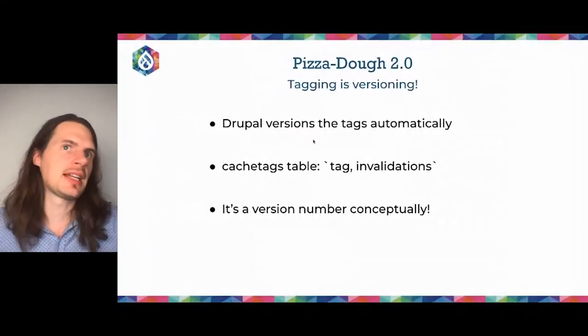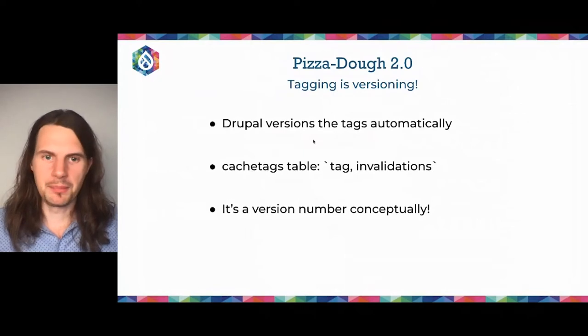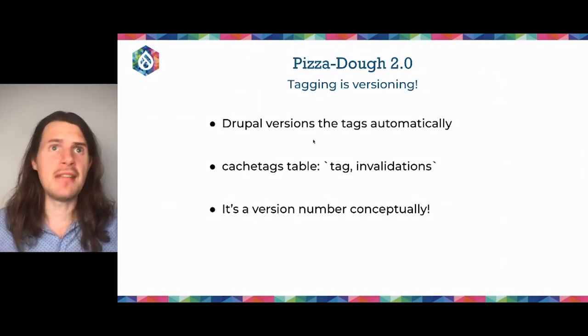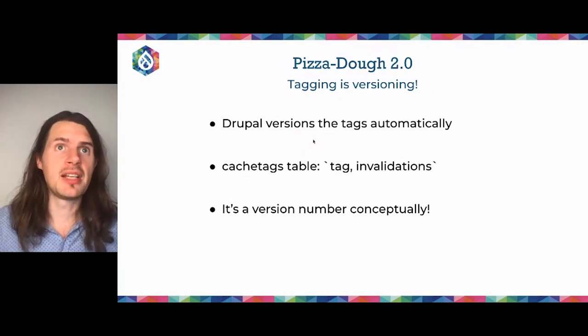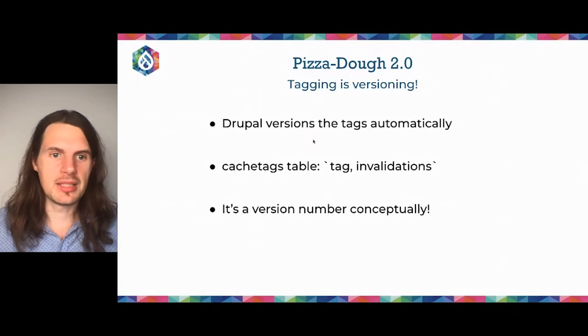Really think of it like a version number, because that's what it is. Tagging is versioning. You're versioning your things. And the version is how often it has been invalidated. Whenever you save an entity, whenever you save node 1, in the cache tags table, magically the node:1 thing will be increased one time.